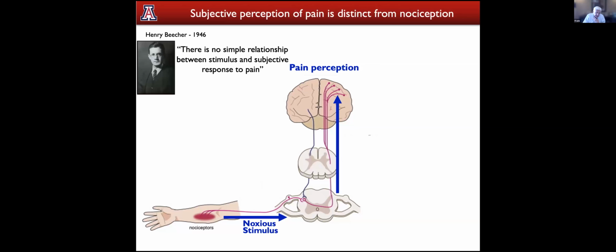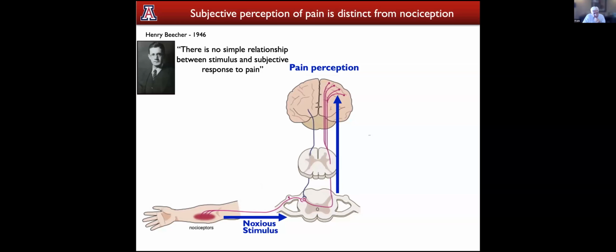And so this was noticed as far back as 1946. This is Dr. Henry Beecher. He was an anesthesiologist from Harvard who was treating soldiers in the Second World War. And what he noticed is that many of the soldiers that had these grievous wounds denied that they were experiencing pain, refused analgesics. And this was very, very different from what he had experienced in his civilian practice.